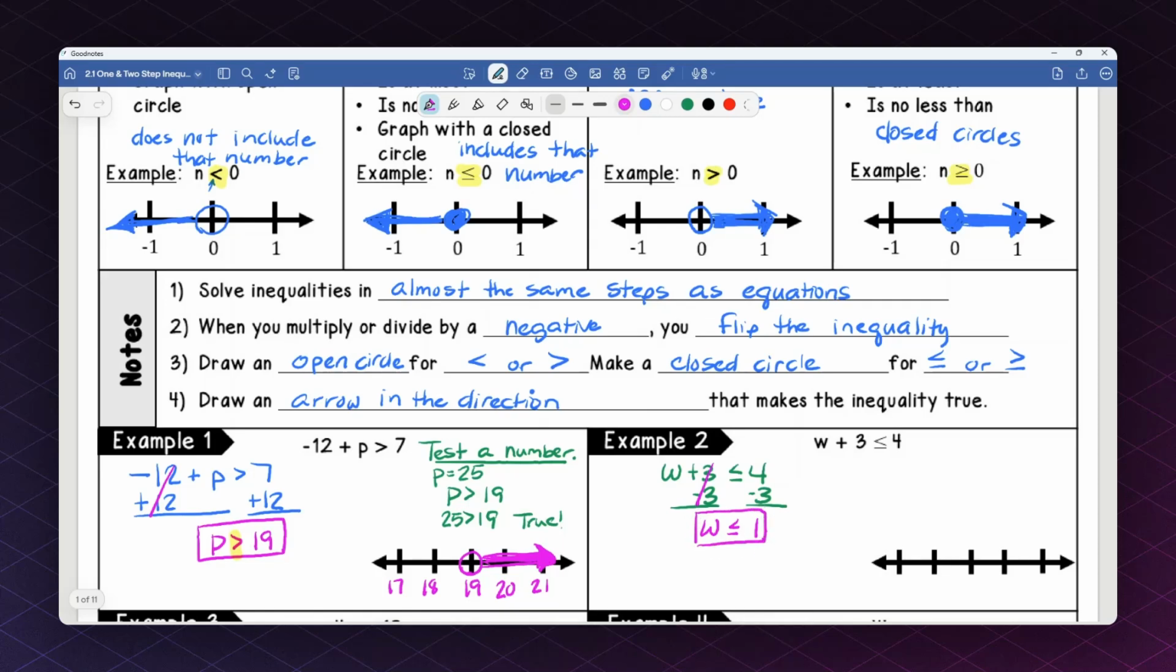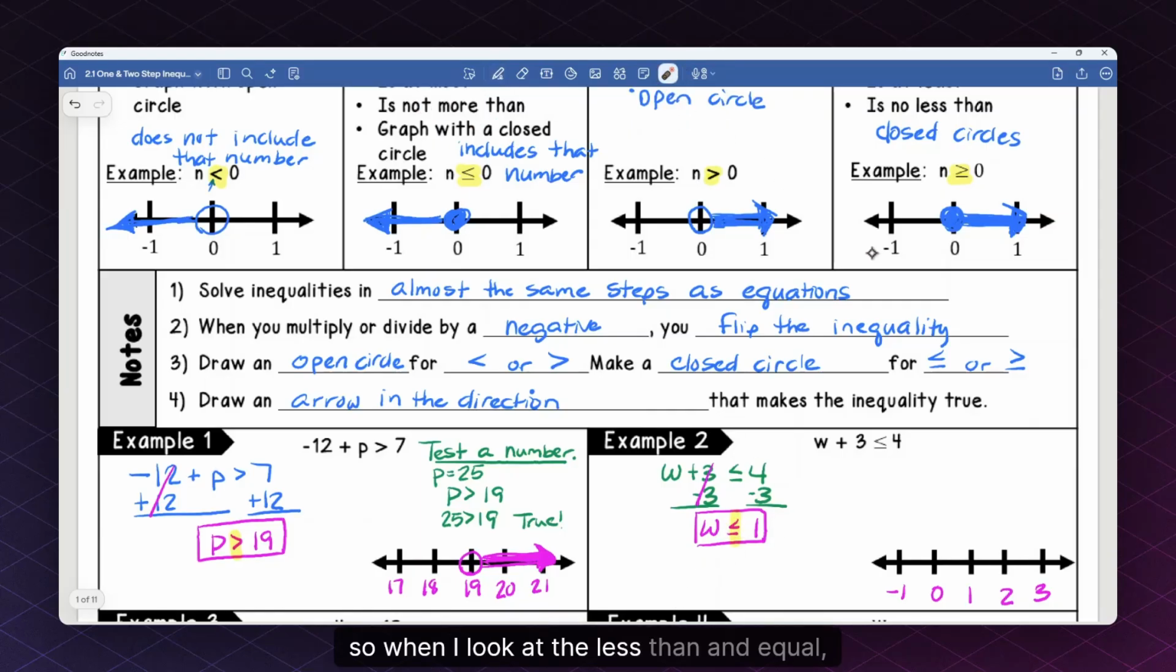So good for us. Now, I come over here and I'm going to put 1. And over here would be like 2 and 3. And over here would be 0 and negative 1. This guy has an equal sign in it. Okay, so when I look at the less than or equal, I can see that's right here. Okay, so it's going to make a picture like this. It's going to have that closed circle because it's got the equal sign in it.